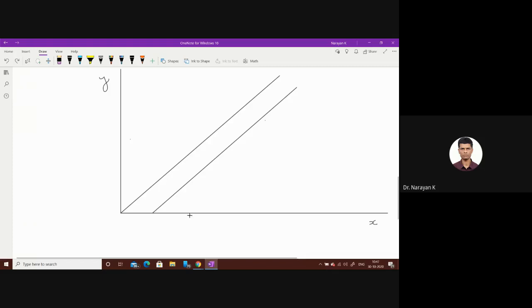See, the spacing between these two parallel lines should be the same. That is what I am trying to do. So ensure that it is almost similar when you are drawing. This distance should be almost similar. You got my point? Yes, sir.